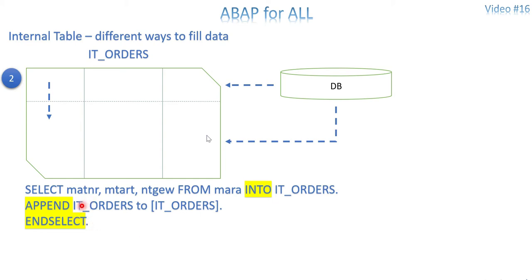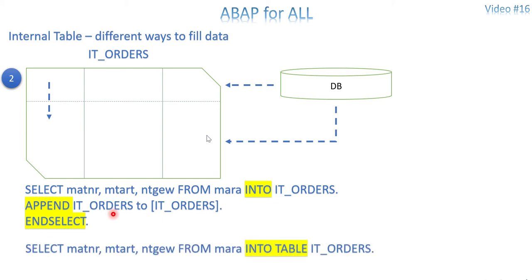You might have seen a few examples or programs that just append itab or internal table. They don't have two options because this internal table is declared with an inbuilt header line. And this is for the second option: move the information from database table to body of an internal table directly. So select specific fields from database table into table IT underscore orders.